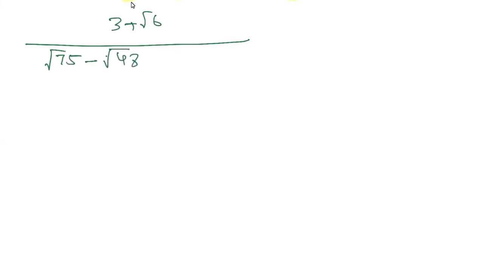32nd. Question 32nd. 3 plus root 6, whole thing divided by root 75 minus root 48 minus root 32 plus root 50.